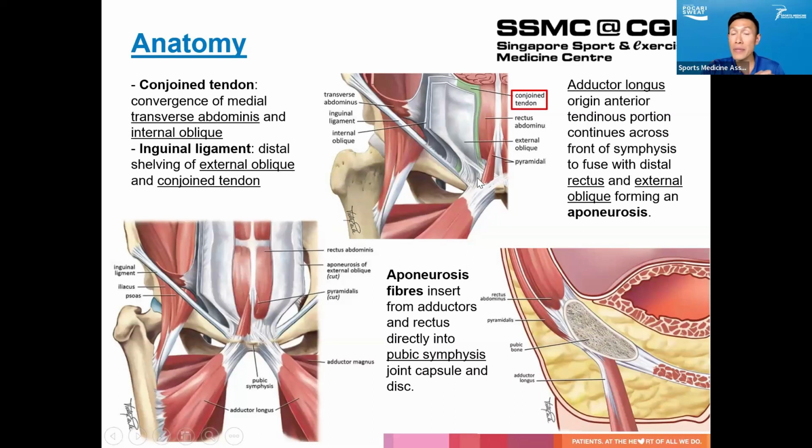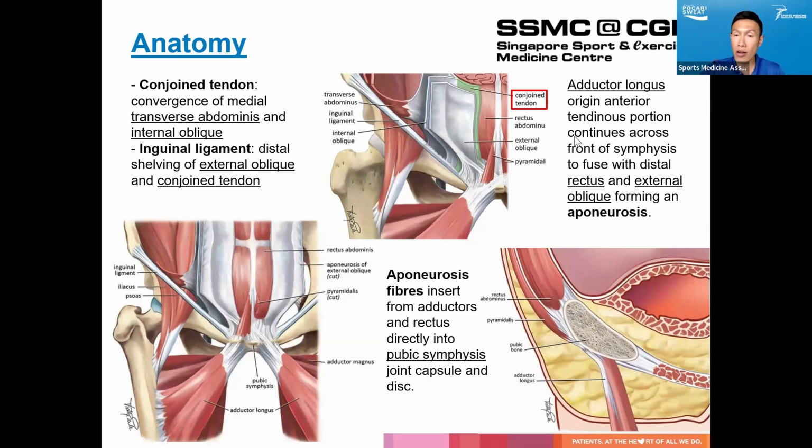Hence, the main issue here is this portion. So the inguinal ligament as well as the conjoint tendon, there are some tears or injury to this region causing the inguinal-related kind of groin pain. Okay, that's above the pubic bone. Yeah, let's look at below here.